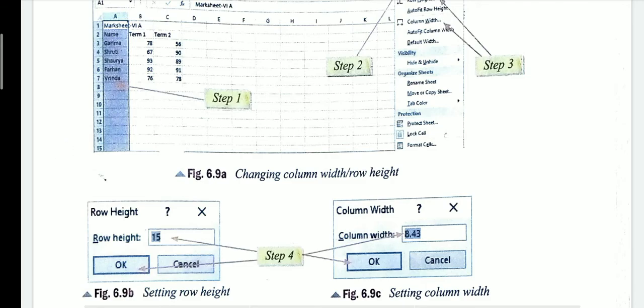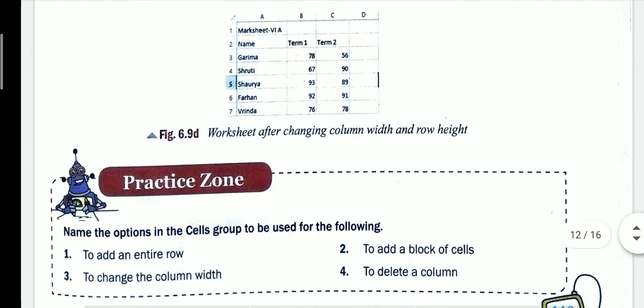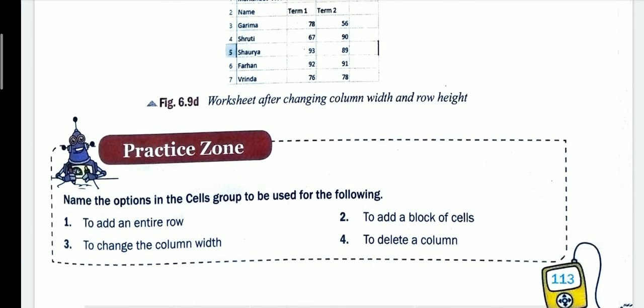Next one is the practice zone. Here are some questions like: name the options in the cells group to be used for the following. To perform the following activity in Excel, which option is needed? The first question is to add an entire row. To add an entire row, we should click on insert sheet rows option in the insert option. Next question, to add a block of cells.